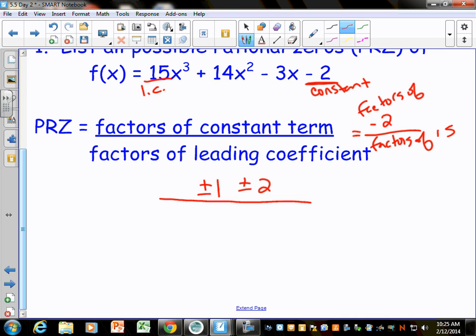Over factors of 15. What are all the things that can multiply together to give you 15? 1, 3, 5, and 15. And I'm going to put plus or minus: plus or minus 1, plus or minus 3, plus or minus 5, plus or minus 15. So all the rational zeros that could exist come from putting these together. So now what you have to do is go through and actually write out all the possibilities. So could we go through and put 1 over 1, 1 over 3, 1 over 5, 1 over 15?